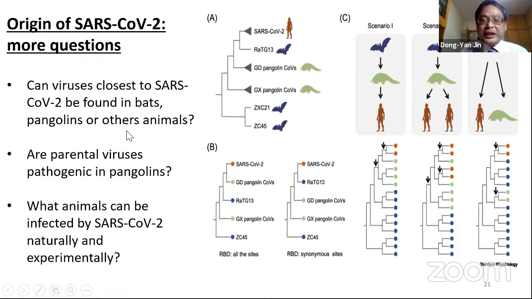The most important thing is to look for those, whether from bats, pangolins, or other animals; these are all possible. There might be parental viruses that can be found in pangolins, or bats, or a certain animal. And whether these parental viruses are pathogenic in pangolins is also an important issue. As I pointed out earlier, from these initial reports, the captured pangolins were having severe respiratory diseases. So what animals could be infected by SARS-CoV-2 naturally and experimentally? That is also an important issue.